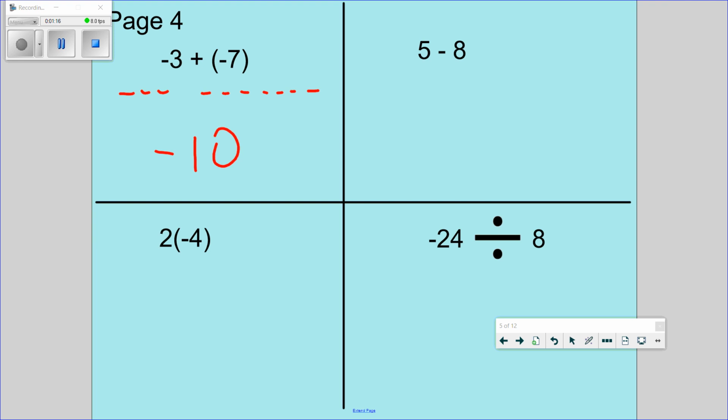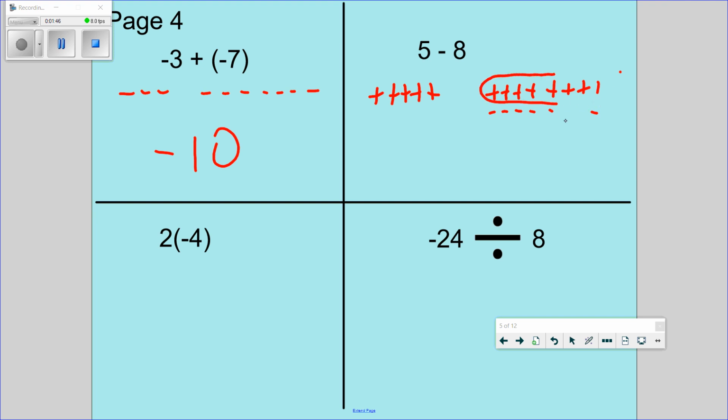5. Take away 8 positive. So you have 5 positives. Can I take away 8 positive from that? No. I'm not going to have enough to take away. So let's do it with algebra tiles. So 5 positive. I need to take away 8 positives from this. To take away this 8 positive, you have to make it into a 0 pair. So I take away these 8 positives.